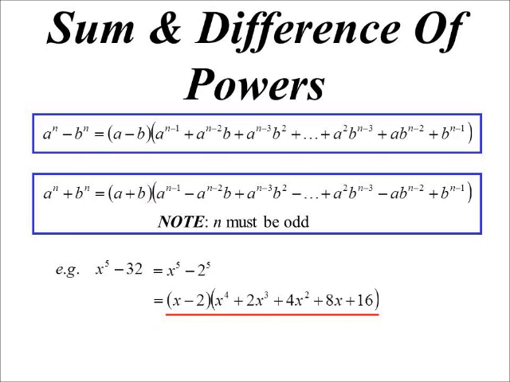So the next one's 2 to the power of 1, x to the power of 3. 2 to the power of 2, x to the power of 2. 2 to the power of 3, x to the power of 1. 2 to the power of 4, x to the power of 0. There's our factorisation.